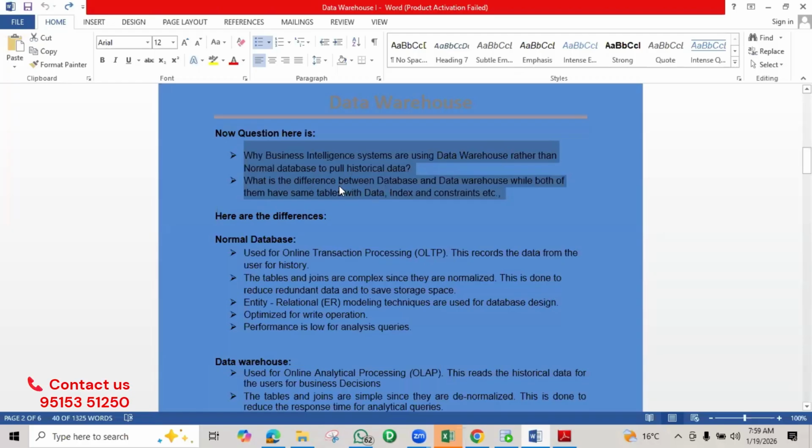Then what you have to say is: due to storage capacity. The storage capacity of the data warehouse will be very, very high, and the storage capacity of the database will be very, very low. Okay, so that's it.